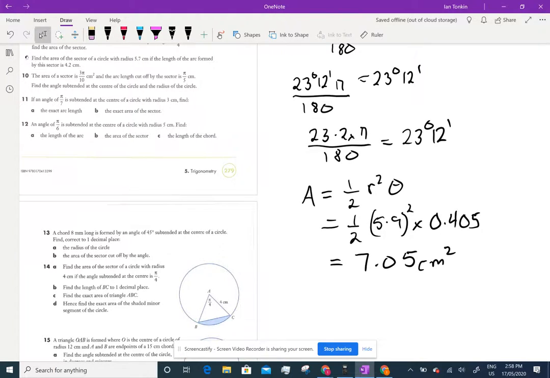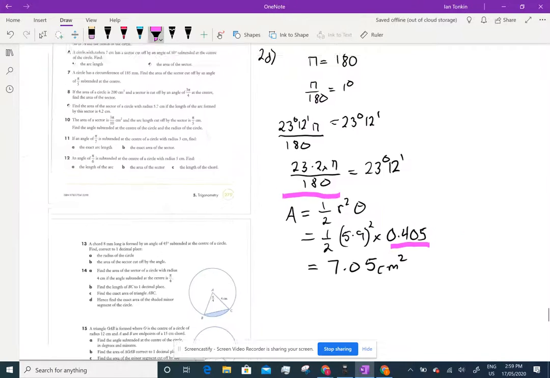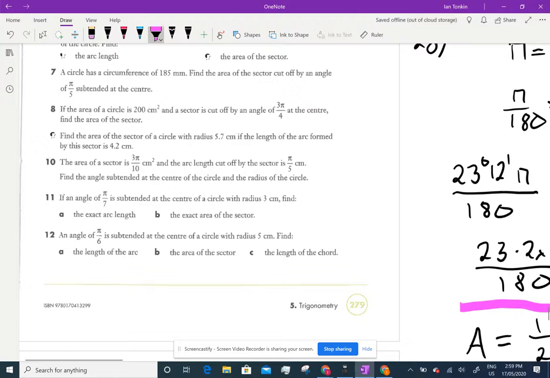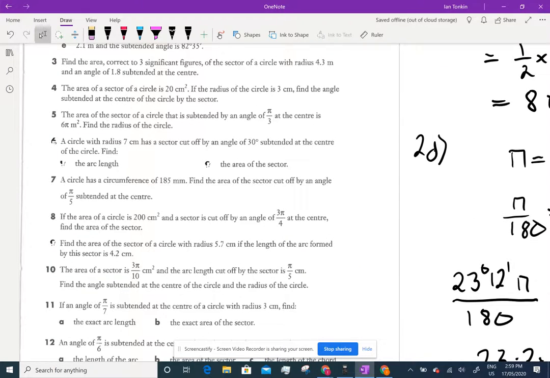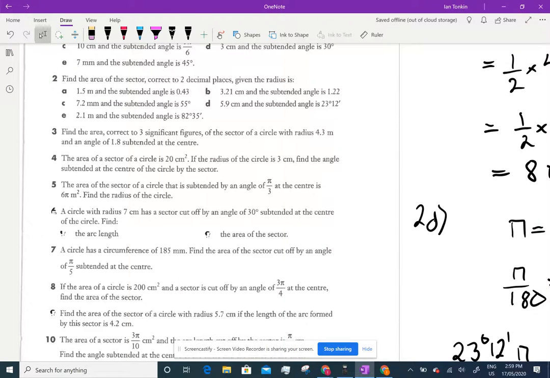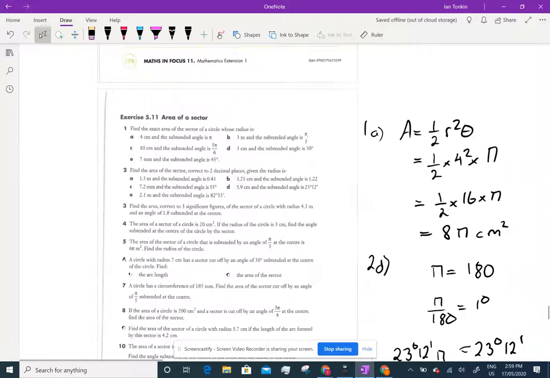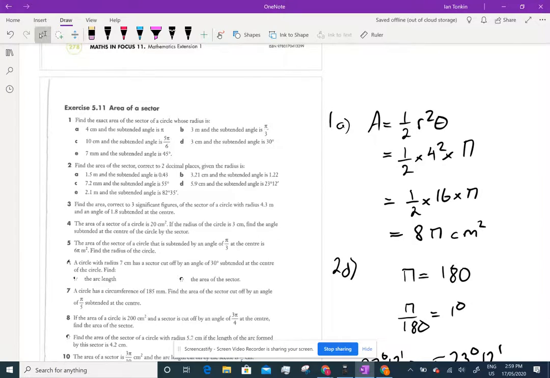Remember, this comes out as a decimal. Let's use a different colour so it doesn't look like another fraction. This comes out as a decimal. Remember, what did we get? That's it, 0.405 there. So most of these are going to be the same. You just have to find the area. If they give you the area, let's have a look at question 4.